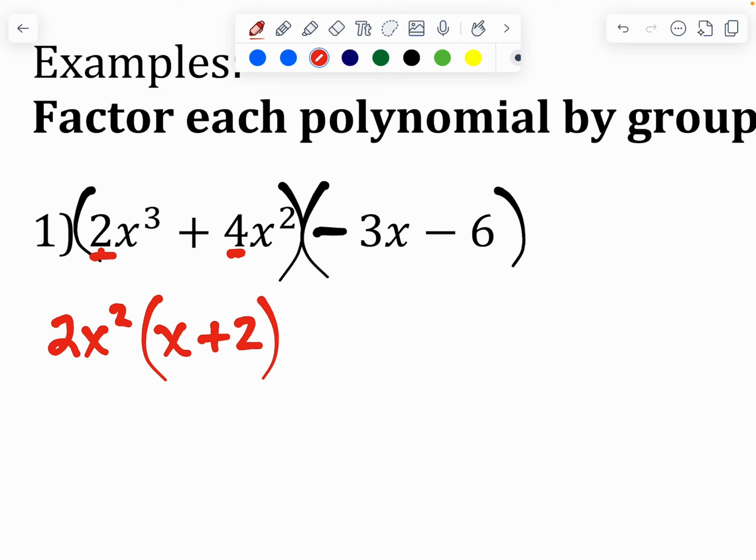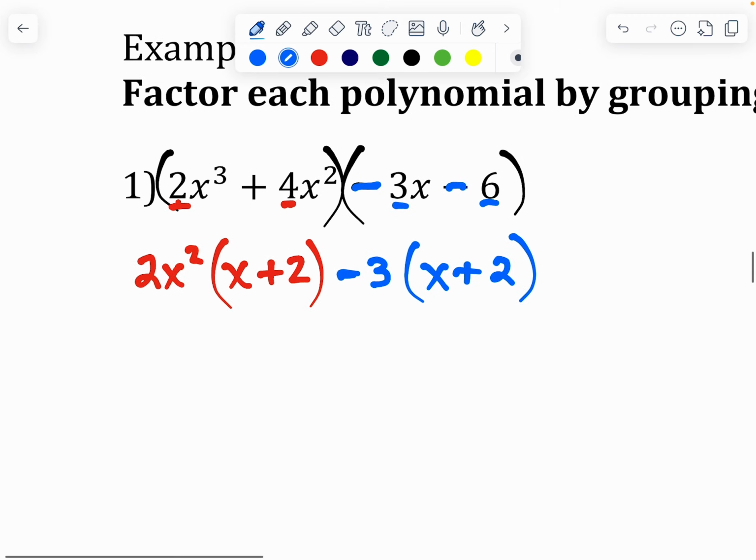All right, the next one. Here, I know that 3 is the common factor, but since I have a negative in the front, I always have to take the negative out. So anytime the negative is in front of any of our polynomials, we have to take the negative out. So I'm going to take a negative 3 out. And when I do, I'm going to be left with x. And remember, negative divided by negative gives me a positive 2. So negative 6 divided by negative 3 is positive 2.